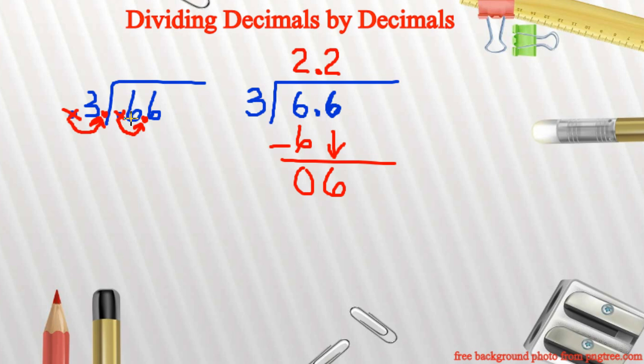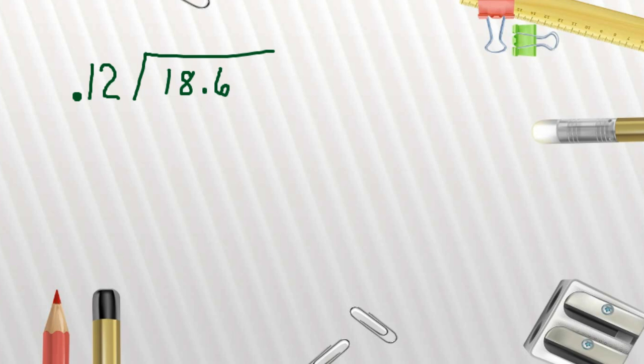We move the decimals, and then we just did a regular division problem that just has the decimal on the inside. 3 into 6.6 is 2.2. So let's look at another example.